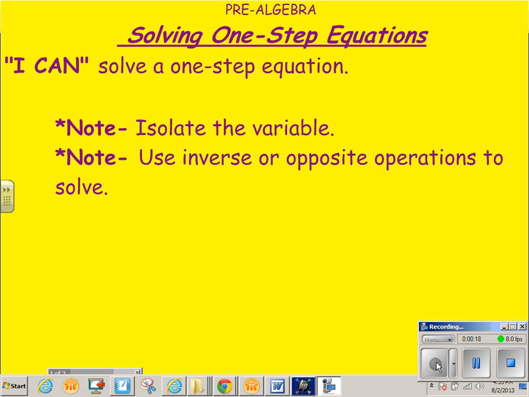Let's start with the I can statement. The I can statement today is, of course, I can solve a one-step equation. That means that with just one step, you're going to know the value of your variable. A couple of side notes: first of all, to isolate the variable, and that means to get the variable by itself.